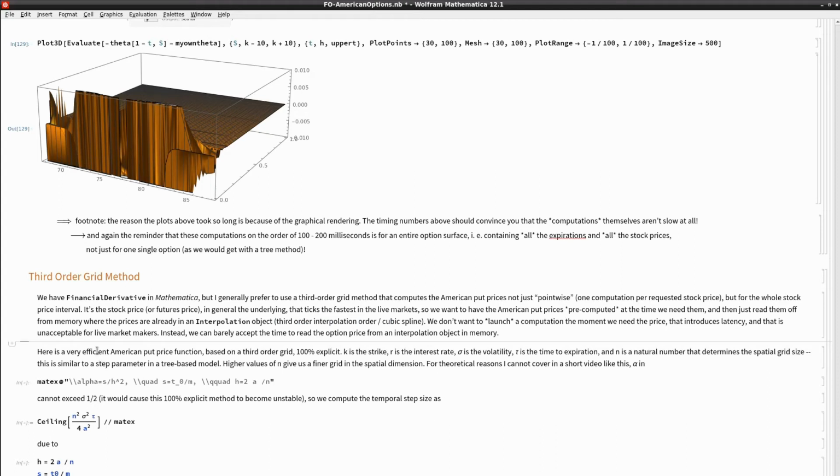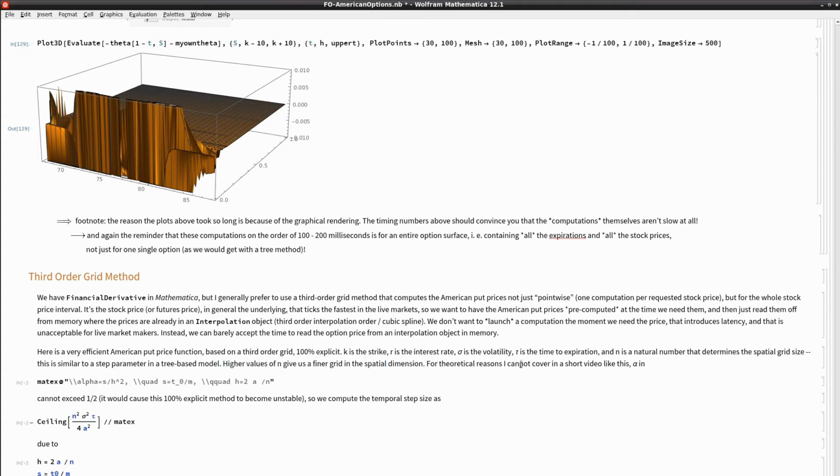So in the following, I present a very efficient American put price function based on a third order grid. It is 100% explicit. So as usual, K is the strike, r is the interest rate, sigma is the volatility, tau is the time to expiration, and n is a natural number that determines the spatial grid size. This is similar to a step parameter in a tree-based model. So we have some control over the precision by adjusting our parameter n. Higher values of n give us a finer grid in the spatial dimension.